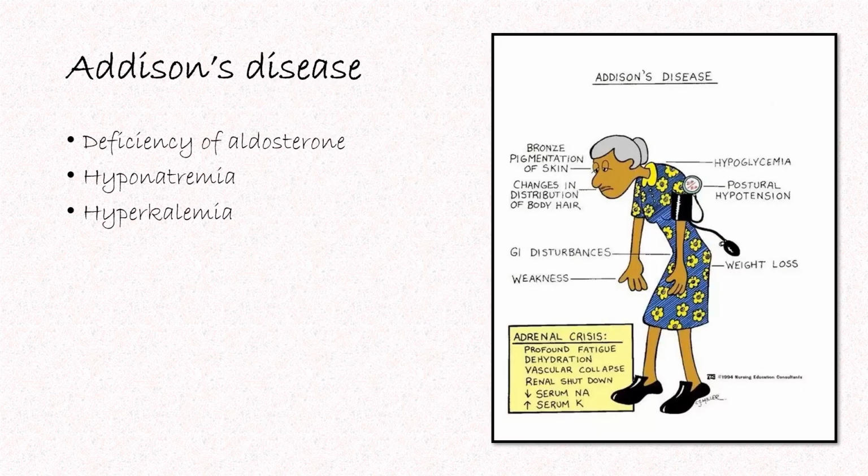Now let's talk about the disease, which means the deficiency or absence of aldosterone, which causes some diseases. Number one disease is Addison disease. It is the deficiency of aldosterone. It creates hyponatremia, which means it decreases the reabsorption of sodium, and it creates hyperkalemia, which means it increases the potassium level in blood.